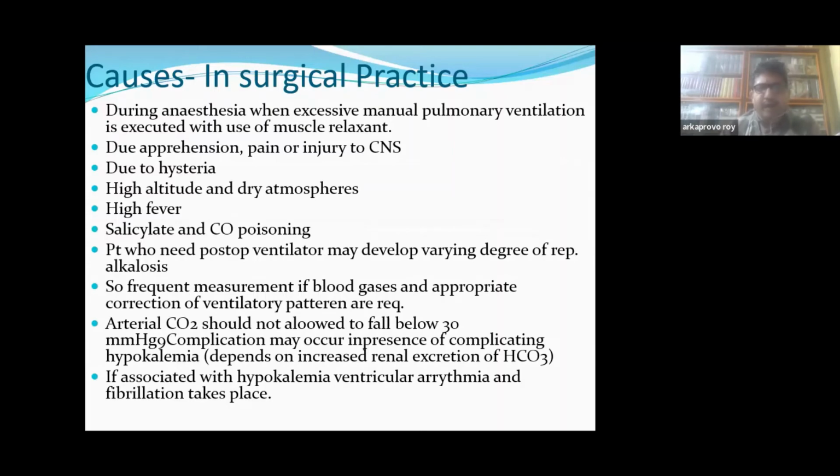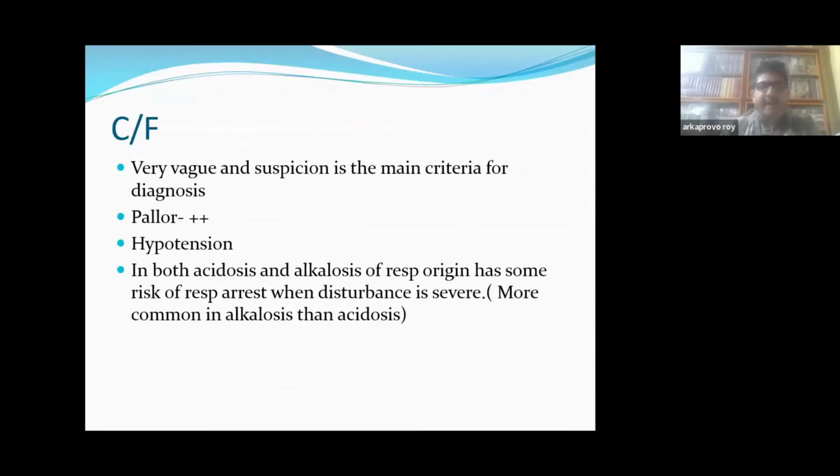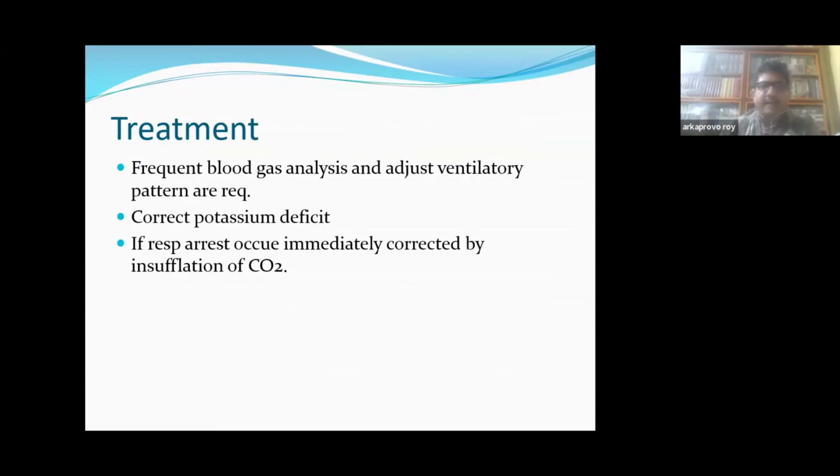Arterial CO2 should not be allowed to fall below 30 millimeters of mercury. Complication may occur in presence of complicating hypokalemia, which depends on increased renal excretion of bicarbonate. If associated with hypokalemia, ventricular arrhythmia and fibrillation take place. Clinical features are very vague and suspicion is the main criterion for diagnosis. There may be pallor, hypotension. In both acidosis and alkalosis of respiratory origin, there is some risk of respiratory arrest when disturbance is severe. Treatment is frequent blood gas analysis, adjusting ventilatory pattern, and correcting potassium deficit. If respiratory arrest occurs, it is immediately corrected by insufflation of CO2.